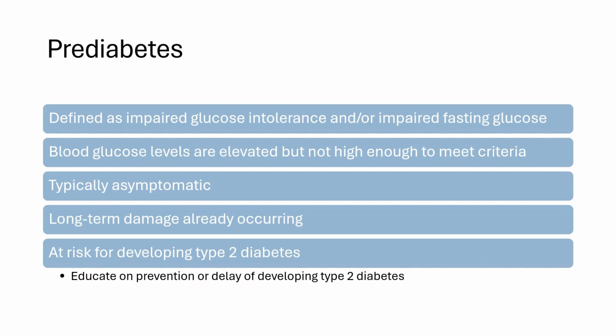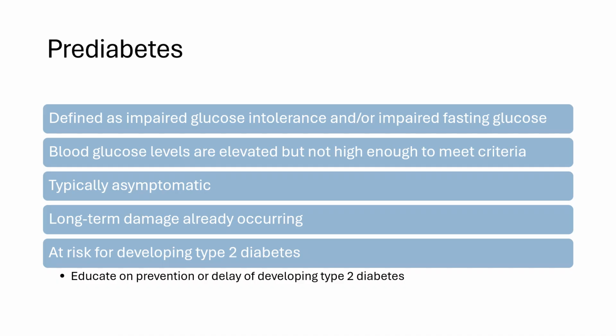Patients who have prediabetes are at a risk for developing type 2 diabetes. So we want to educate to try to prevent or delay the development. So things like maintaining a healthy weight, maybe having an exercise program that they're involved with, whether that's walking a few times, 3 to 5 times during the week. Maybe they go to the gym.